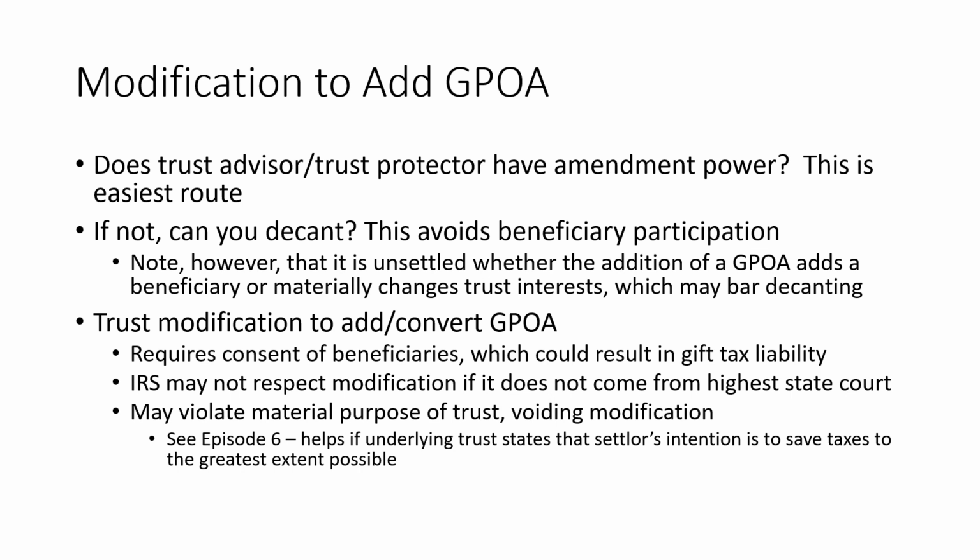And then finally, trust modification has to be done in a way that respects material purposes of the trust, and the addition of a general power of appointment, as we've seen back in episode 6, could violate a material purpose of the trust, which would void the modification. Now, as we talked about in episode 6, it helps if the underlying trust maybe has some authorizing language where maybe the settlor's intention is to save taxes to the greatest extent possible. That may create a hook for the court or the non-judicial settlement agreement to latch onto to say, hey, this doesn't violate a material purpose, even though these trust assets could be diverted to unintended beneficiaries through the general power of appointment.